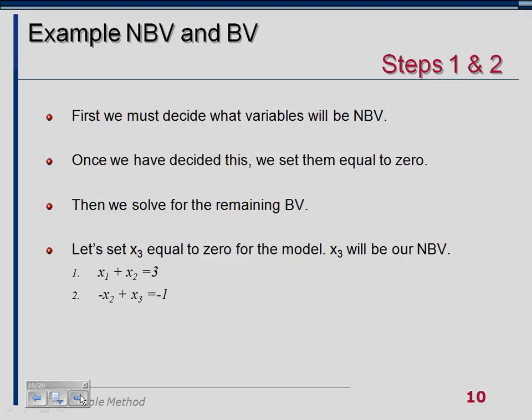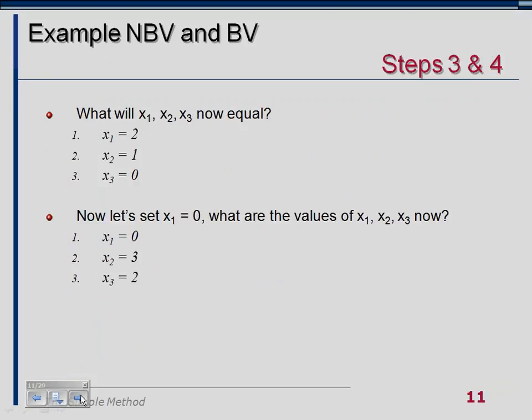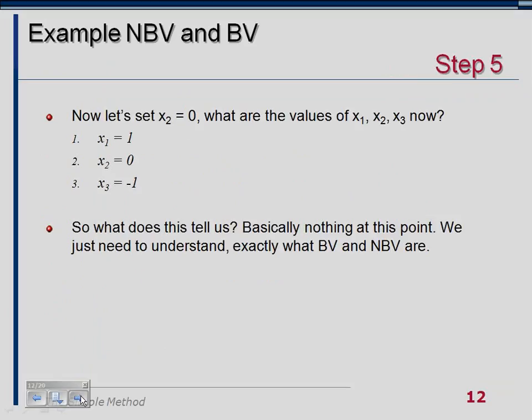Now all of a sudden I can solve for x1 and x2, right? I've gotten rid of this x3 right here. So negative x2 is equal to negative 1, which means x1 is going to be equal to 2. Or I can set x1 equal to 0. Then when I do that, x2 is equal to 3, x3 is equal to 2, or I can set x2 equal to 0. So what's this tell us? Well, basically nothing at this point. We just need to understand exactly what a basic and a non-basic variable is. A basic variable is essentially a variable that you're using to solve the problem. A non-basic variable is just the variable you set equal to 0.